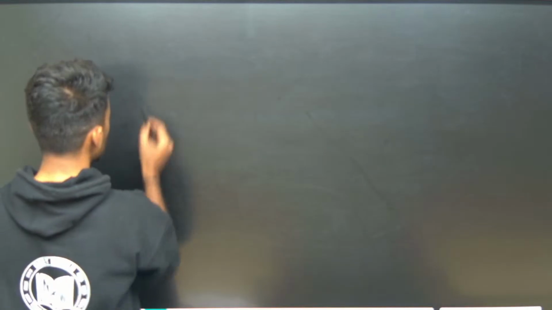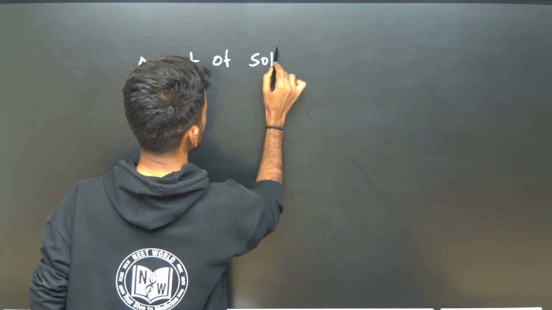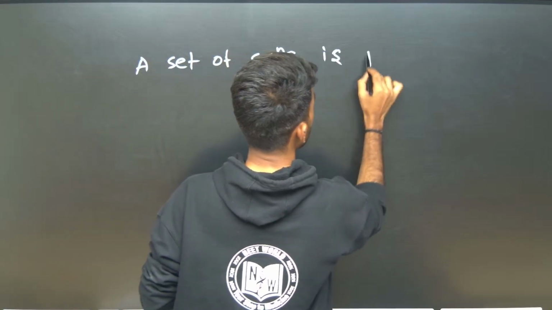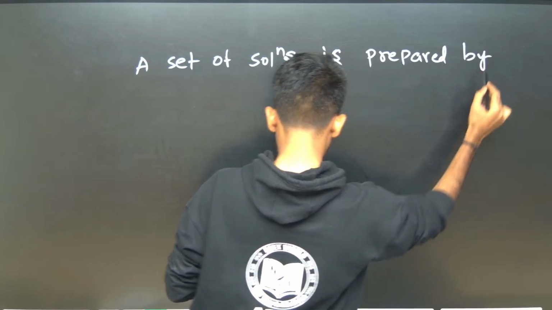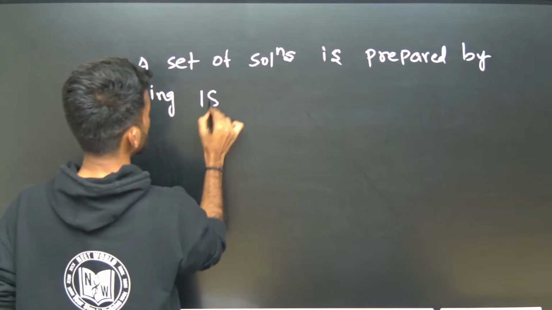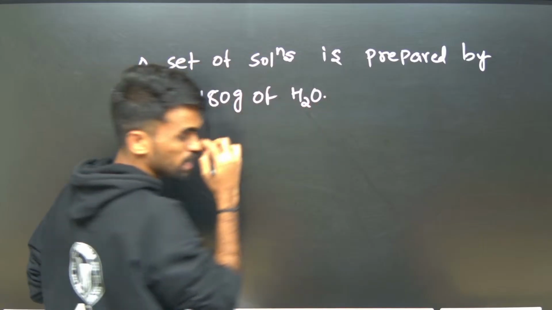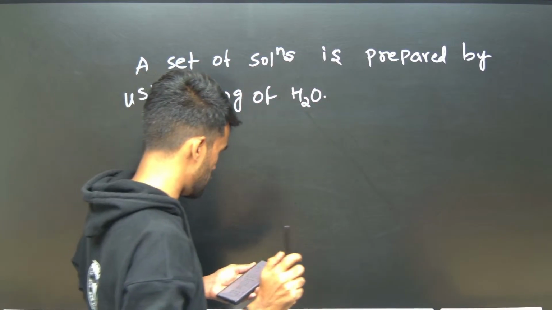A set of solutions is prepared by using 180 grams of water. Very easy. The question seems to be very large, but just listen here, you will get the answer.